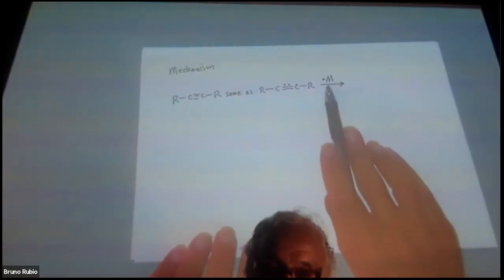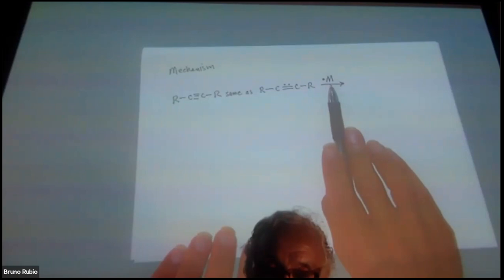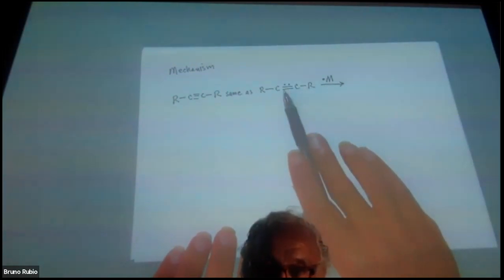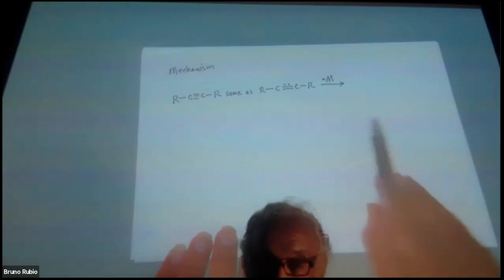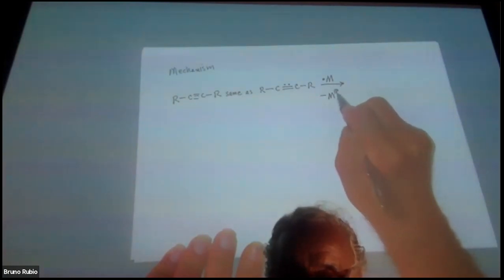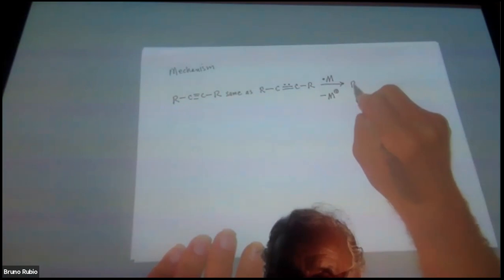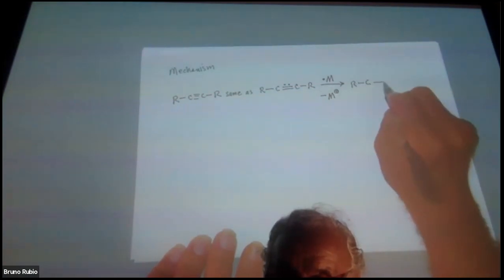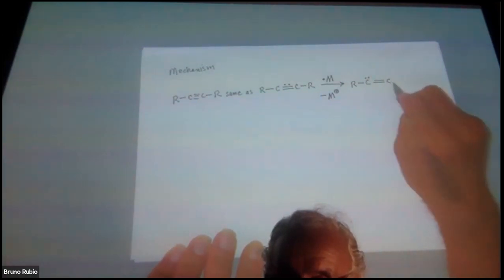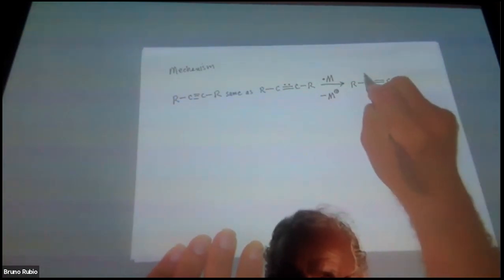So this lithium atom or sodium atom or potassium atom wants to get rid of that electron. And so what it is going to do is it's going to donate its electron to this triple bond, and in the process become a positive 1 ion. Where did that electron go? That electron went to one of these carbon atoms, right?